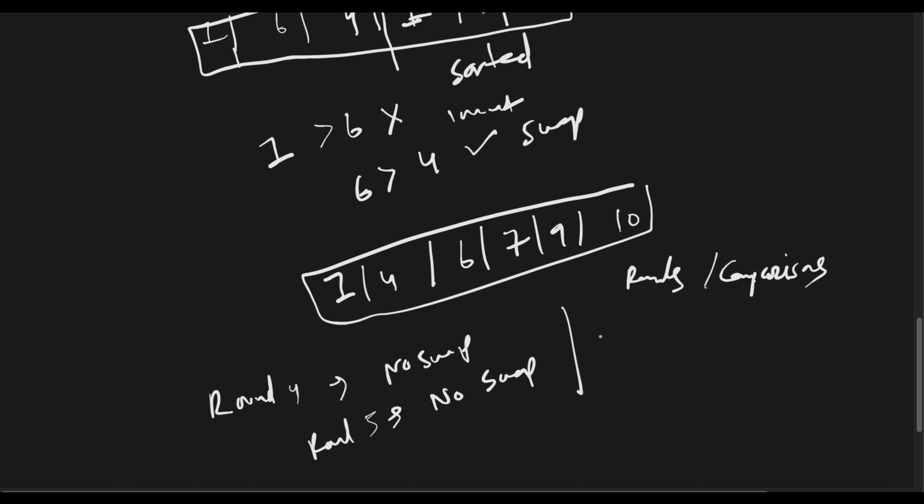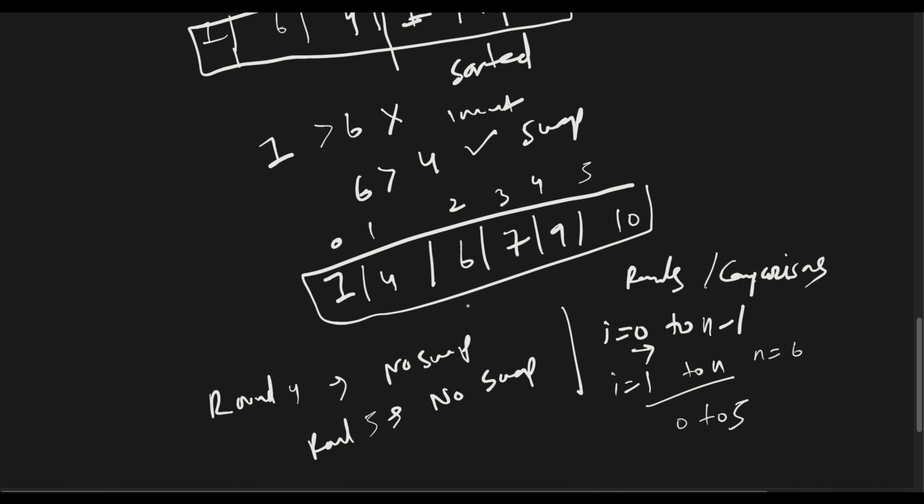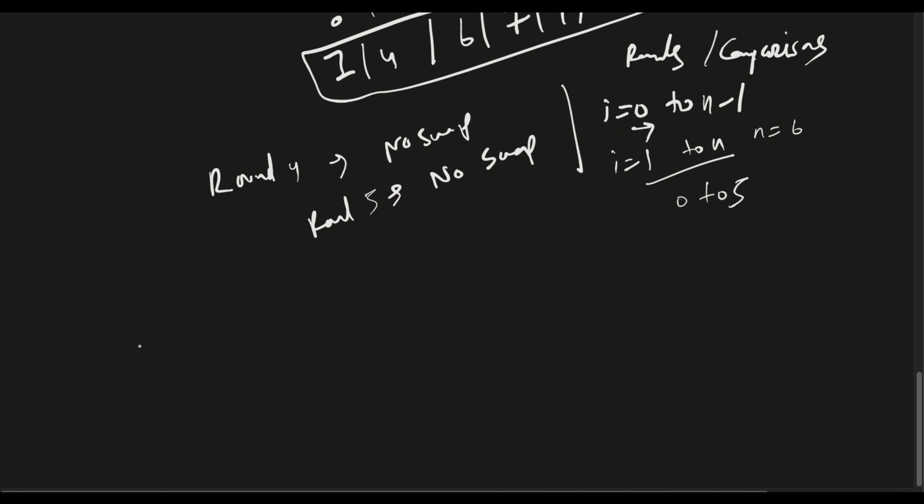So first my loop will be from I 0 to n minus 1, because I have taken I as 0. If I have to take I as 1, then I will be running it till n. My n in this case is 6, so I will be running from 0 to 5, n minus 1. So here we have 0, 1, 2, 3, 4, 5, and our unsorted array looks like this.